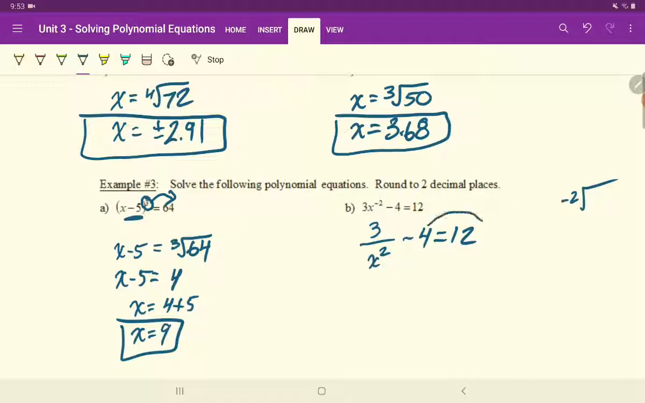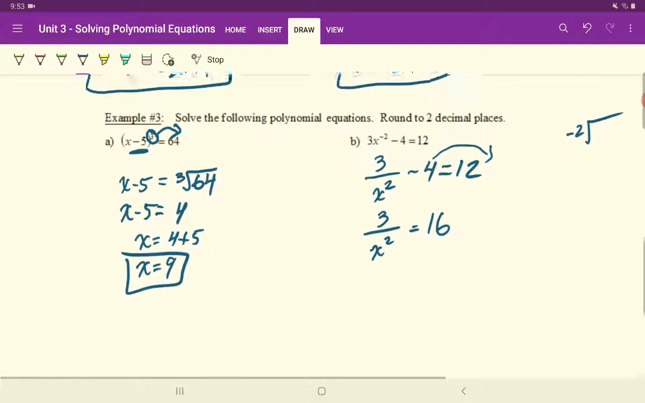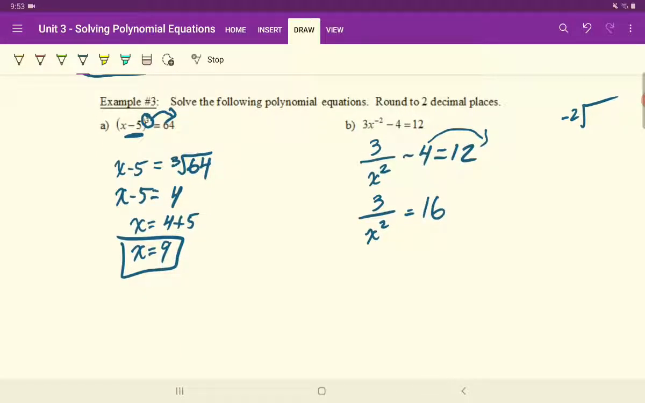So let's move the -4 over. Becomes 12 plus 4, which is 16. So you end up with something like this, okay? Now, you might feel slightly uncomfortable with this, but remember, when you have a ratio equal to another ratio, which is really 16 over 1, you can employ cross-multiplying, okay, to begin to isolate for x.